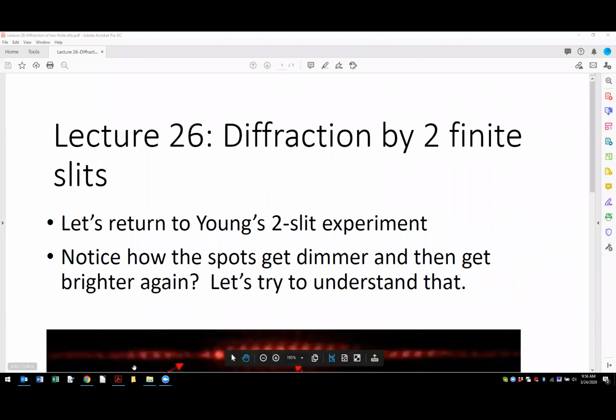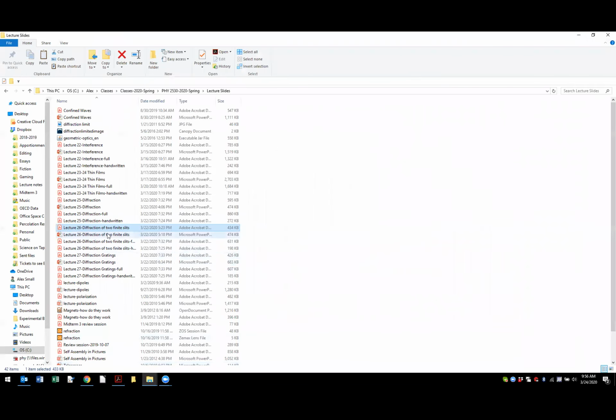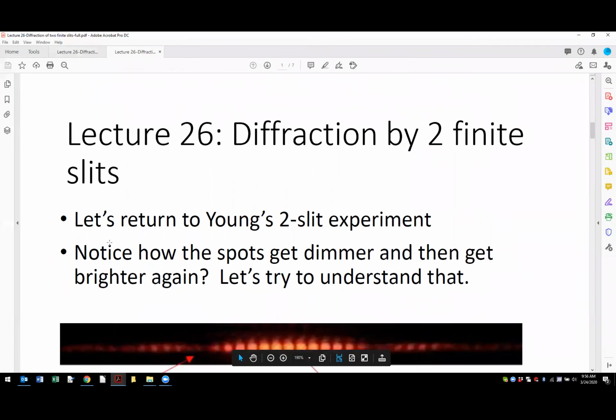And I just realized I opened the file that doesn't have the second part. So let me pull up the file that has the second part.